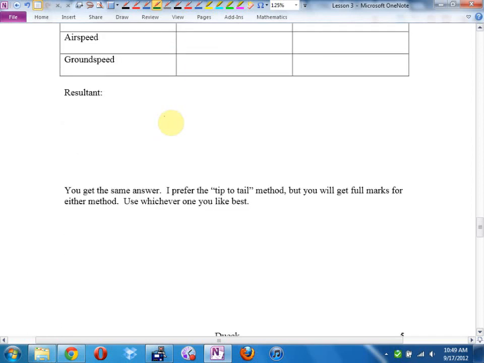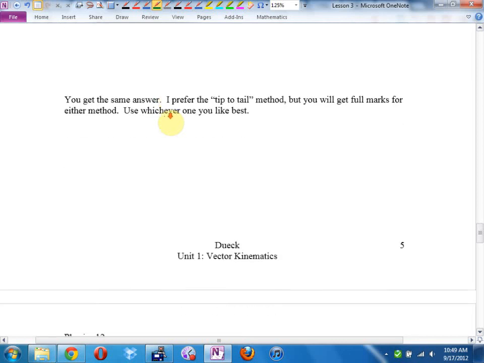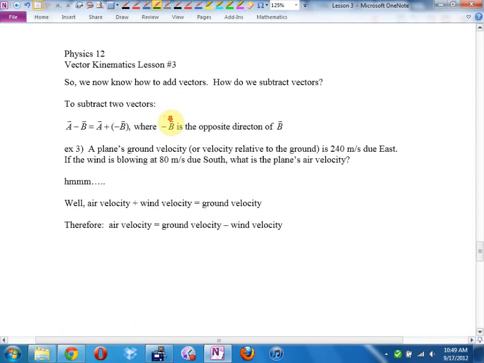So, you get the same answer. I prefer the tip-to-tail method. You get full marks for either. Use whichever one you like best. Next page.